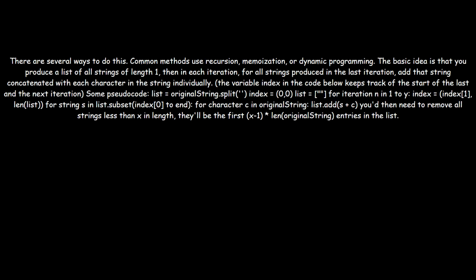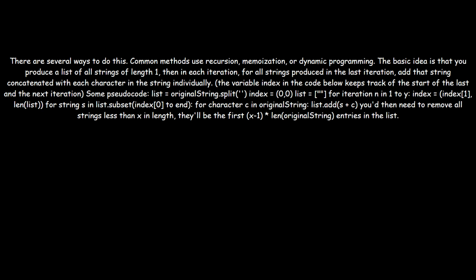There are several ways to do this. Common methods use recursion, memoization, or dynamic programming. The basic idea is that you produce a list of all strings of length 1. Then in each iteration, for all strings produced in the last iteration, add that string concatenated with each character in the string individually. The variable index in the code below keeps track of the start of the last and the next iteration.